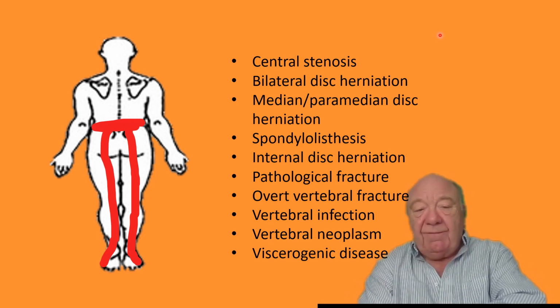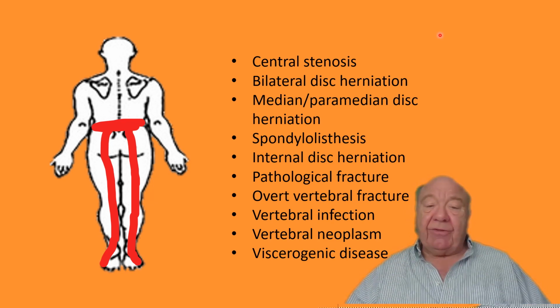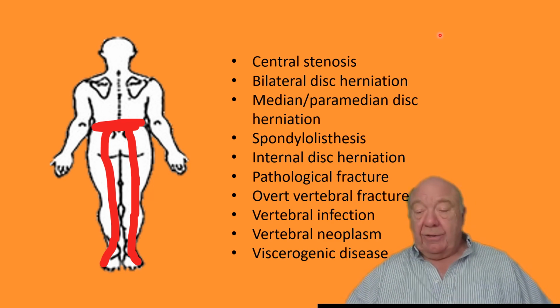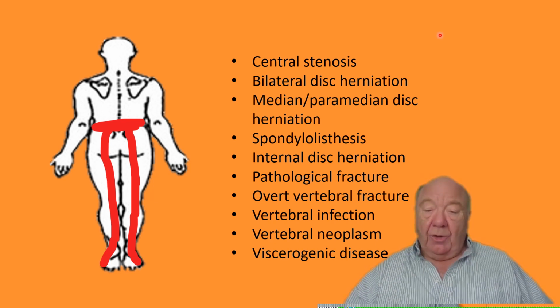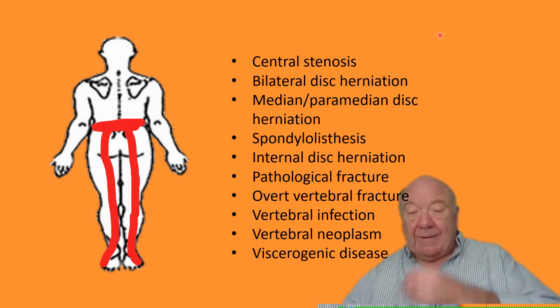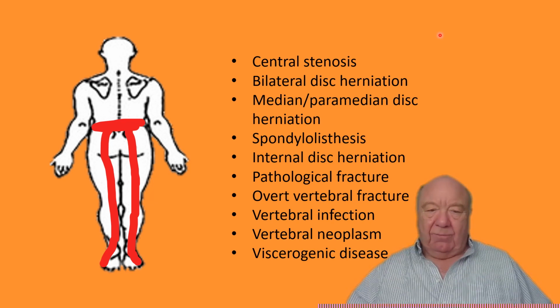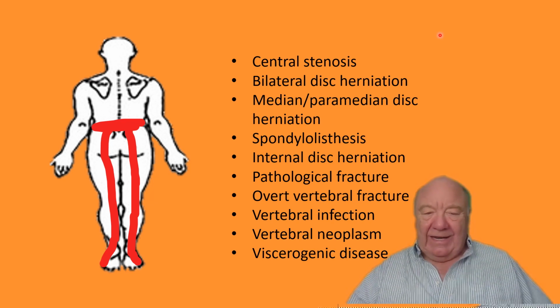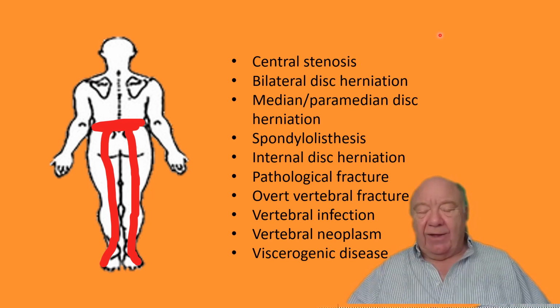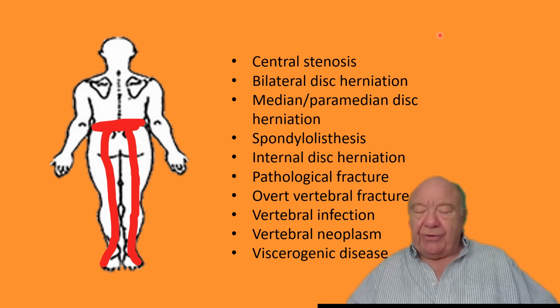Okay, so what we have is a patient with bilateral leg pain, and the differentials I came up with here are central stenosis, bilateral disc herniation, median or paramedian disc herniation, spondylolisthesis, internal disc herniation, pathological fracture, overt vertebral fracture, vertebral infection, vertebral neoplasm, viscerogenic disease. Now, before I get too far into this, I'd ask you to look very carefully at the diagram. What you should note there, this isn't simple back and leg pain. That pain is going down the outside of his foot. So this is S1. So right away, that will rule out a lot of these problems.